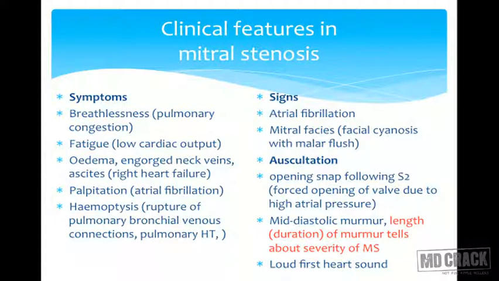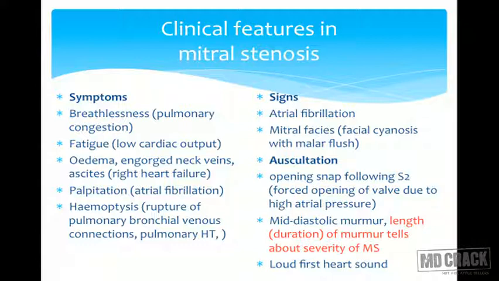The patient might also have hemoptysis. I still remember, I would like to share this important point with you. When we used to study, our teachers used to ask us to name 3 important causes of hemoptysis. And I still remember, we used to say mitral stenosis, pulmonary tuberculosis, bronchogenic carcinoma. Hemoptysis could be a presenting symptom in mitral stenosis. What could be the reason perhaps? It is because of the rupture of pulmonary and bronchial venous connections, ultimately leading to pulmonary hypertension, because of increased venous pressure.